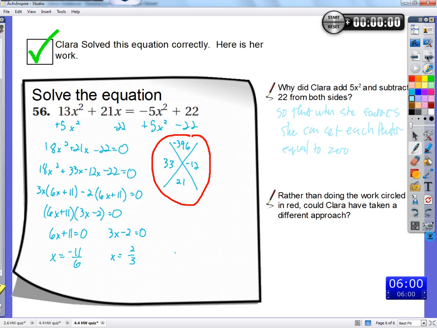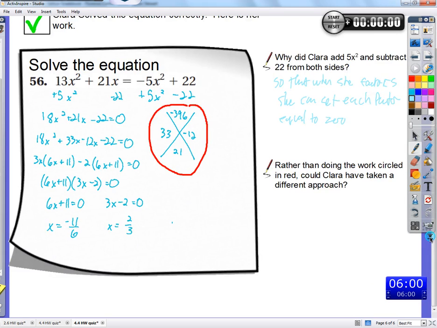Rather than doing that, Clara had taken a different approach because she tried a different way. Yeah, she could have just taken the basic guess and check way and gone forever. I'm not saying it's logical. Let's find out how far she would have to go if she was really unlucky, okay? The guess and check way. Let's remind ourselves what that looks like.